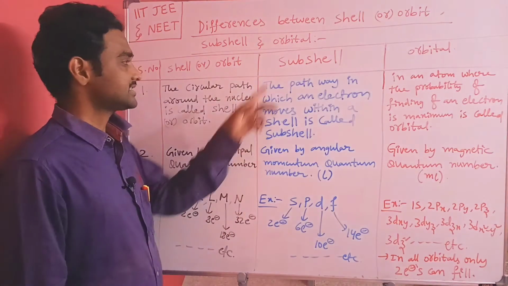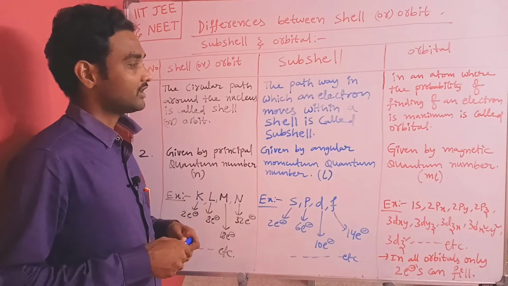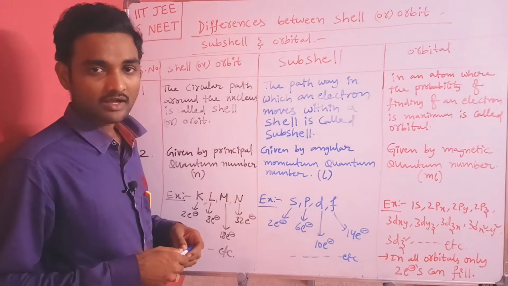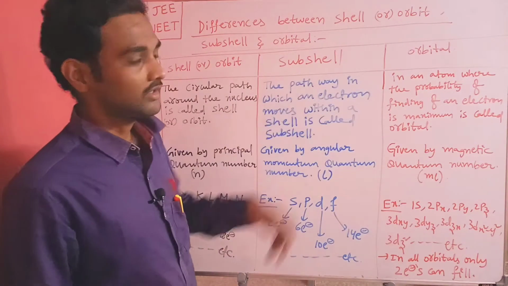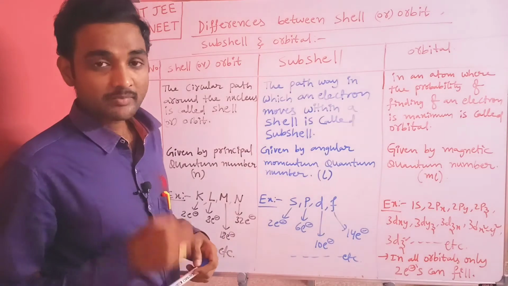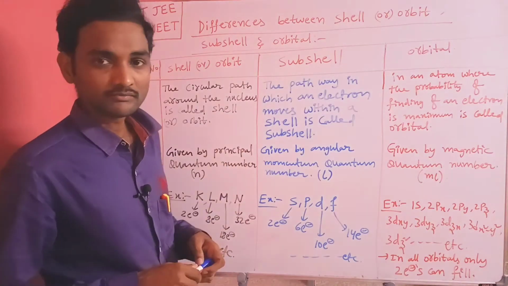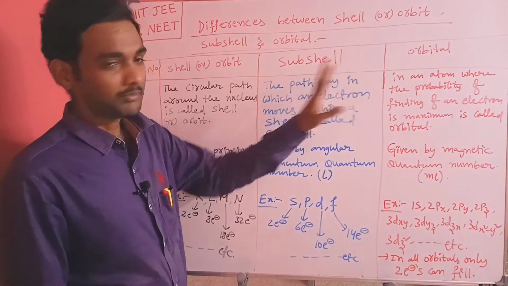Now, what is a subshell? Subshell means the pathway in which an electron moves within the shell is called a subshell. Next, what is an orbital? The region in an atom where the probability of finding an electron is maximum is called an orbital. These are the definitions for shell, subshell and orbital.